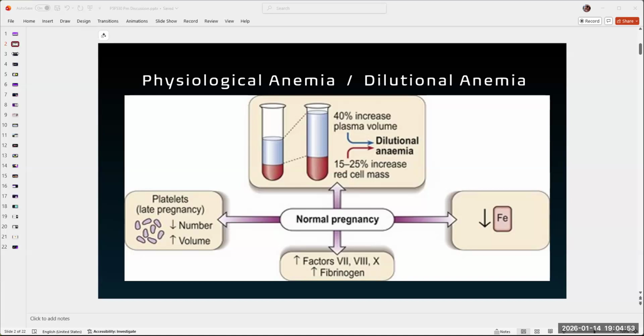Other changes are increased white blood cells. She has a little leukocytosis. Even in her urine, you'll see more leukocytes. It doesn't mean she has an infection. It just means that she is pregnant. Okay. All right.